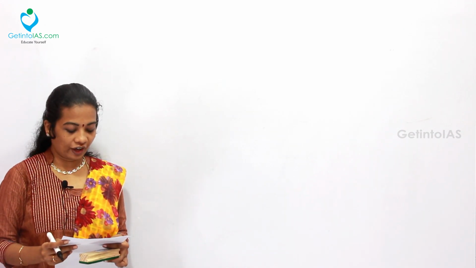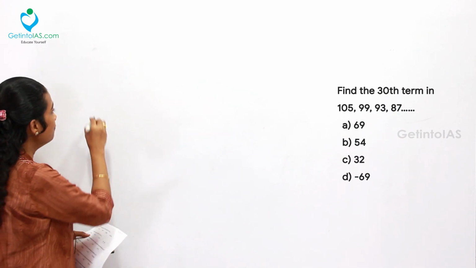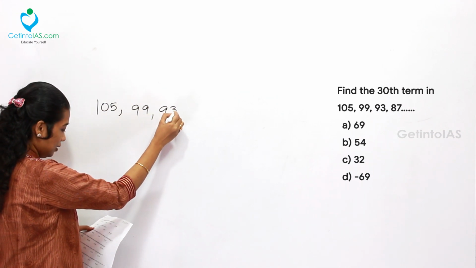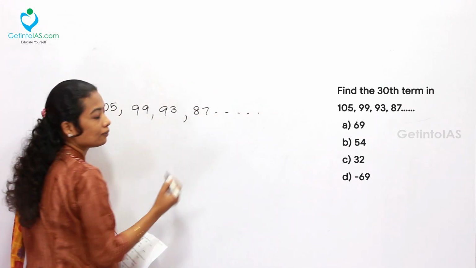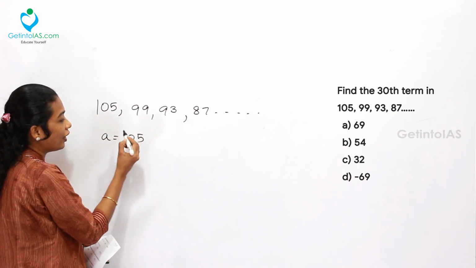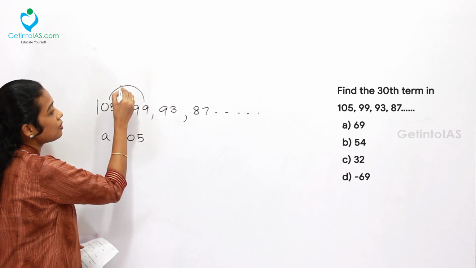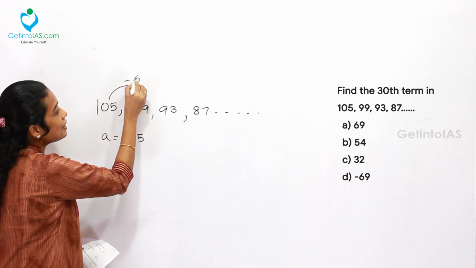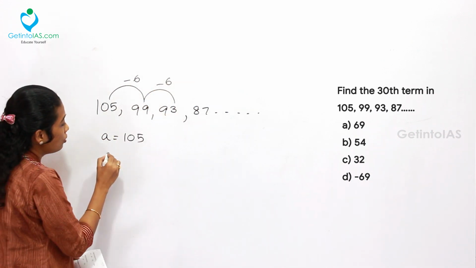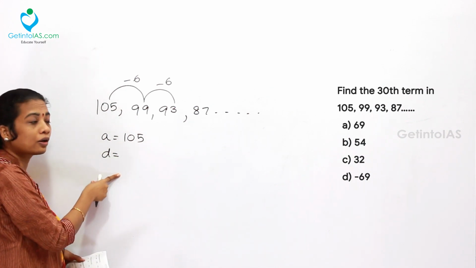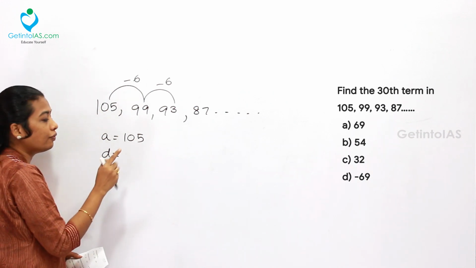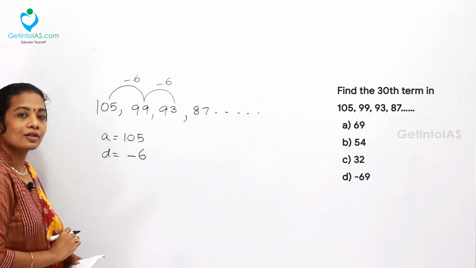The next question: find the 30th term in 105, 99, 93 and 87 and so on. Now, what is the A here? A is the first term, that is 105. What is the difference from this to this? The difference is minus 6. That is to be noted carefully. From here to here, minus 6, everywhere minus 6. So, whenever you come across a question of a decreasing series, the difference will always be negative. So, the difference is minus 6.